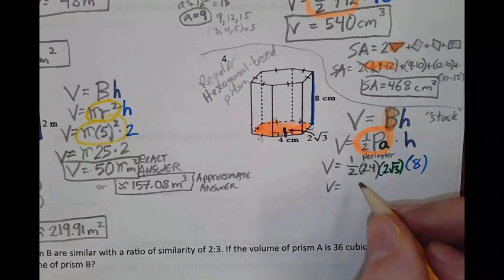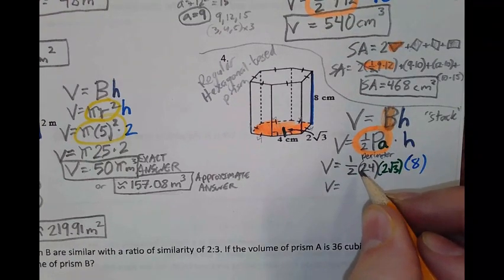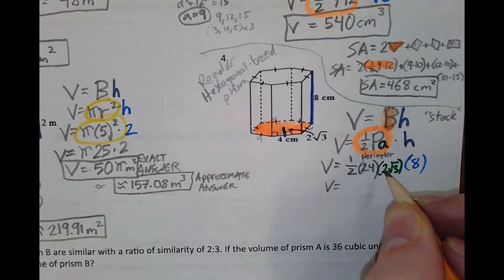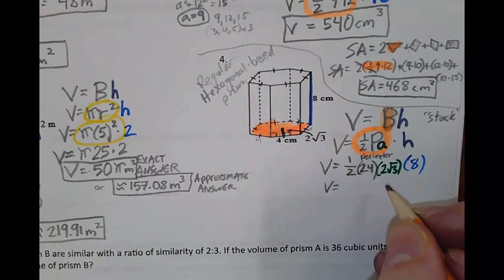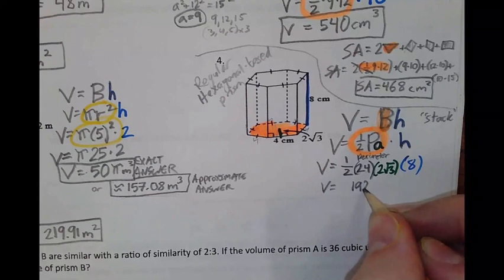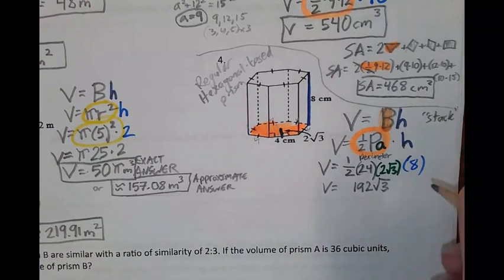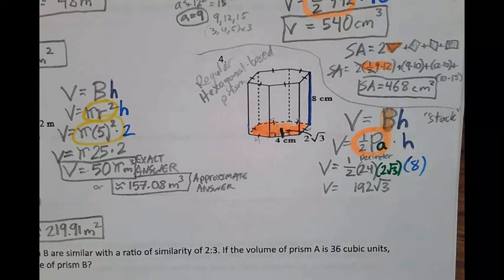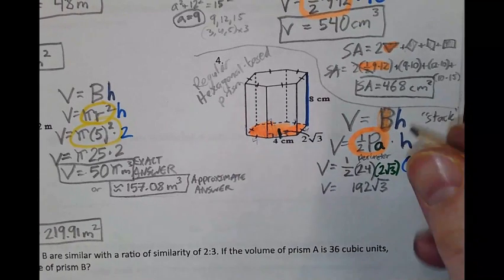What is 1/2 times 24 times 2 root 3 times 8? So half of 24 is 12. 12 times 2 is 24. And 24 times 8, it's 192. We get 192 root 3.